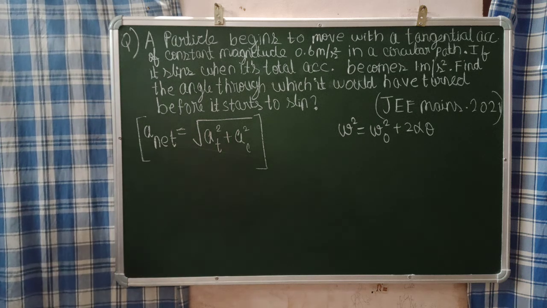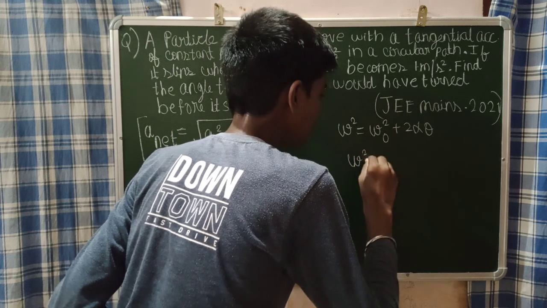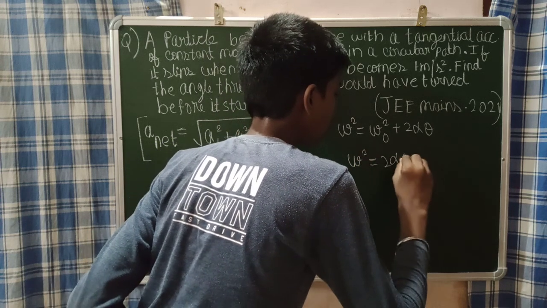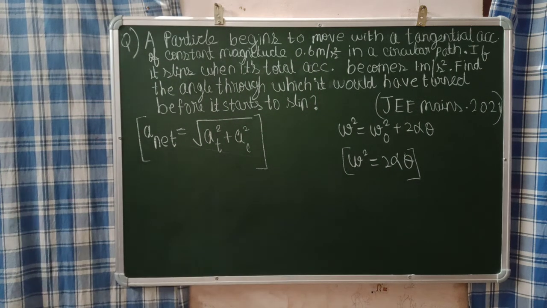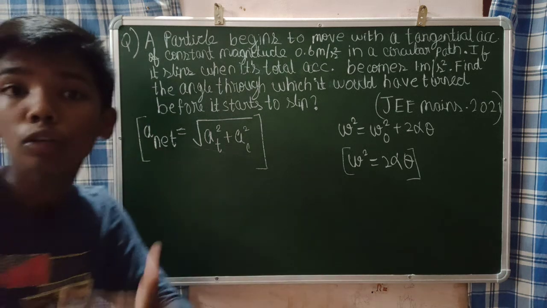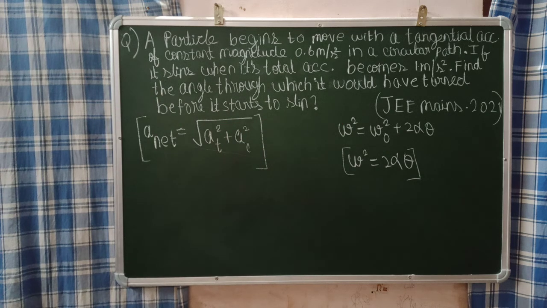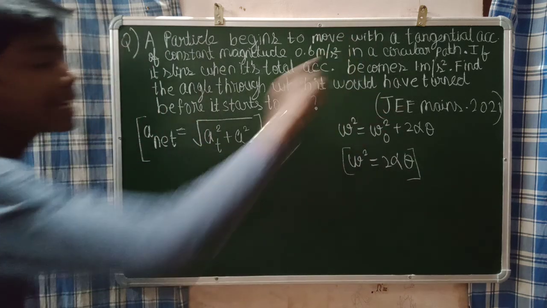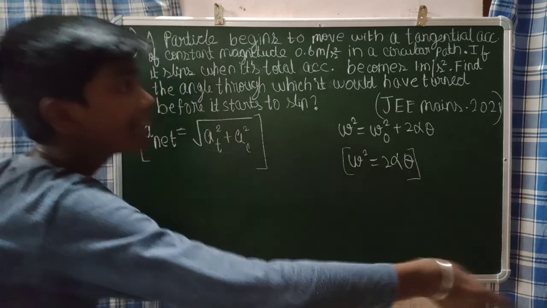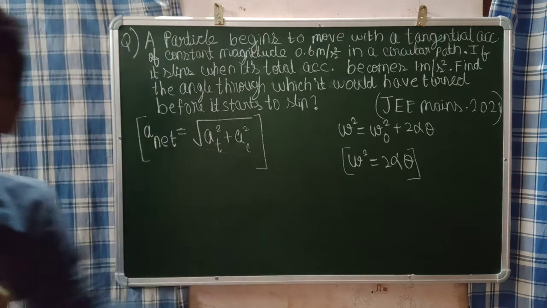Basic common sense. So when your omega naught is 0, this same equation can be written as omega square is equal to 2 alpha theta, because omega naught is 0 from this question. Now guys, from this equation only, I am going to make some changes in order to find the angle through which it has turned before it starts to slip. Basically, we should solve for this theta, because this theta is what they are asking in the question. Read the question carefully.